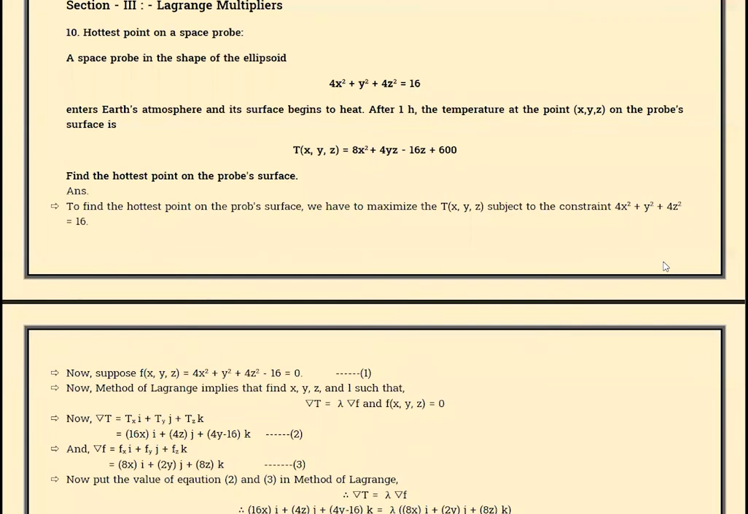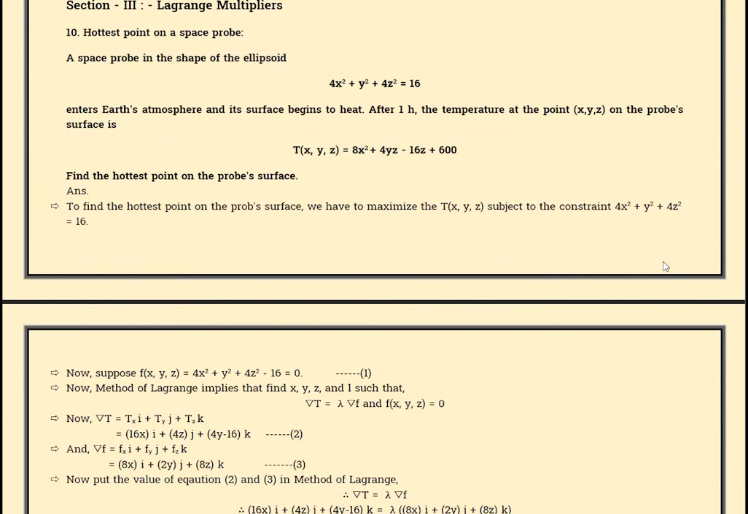Now, a space probe in the shape of an ellipsoid, whose equation is 4x² + y² + 4z² = 16, enters Earth's atmosphere and its surface begins to heat. After 1 hour, the temperature on the surface of the probe is given by T(x, y, z) = 4x² + 4yz - 16z + 600, and we have to find the hottest point on the probe surface.